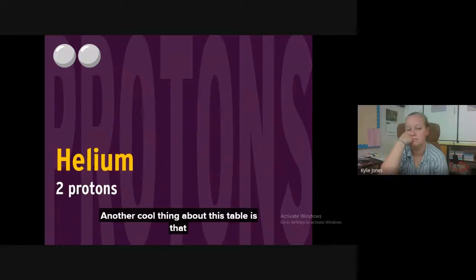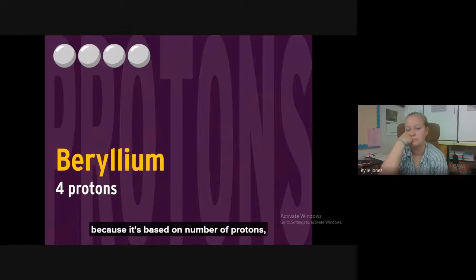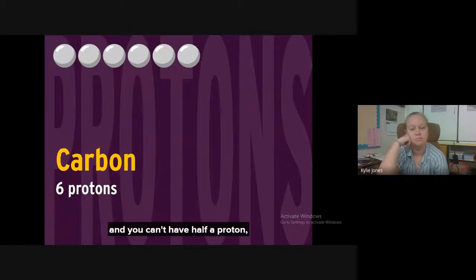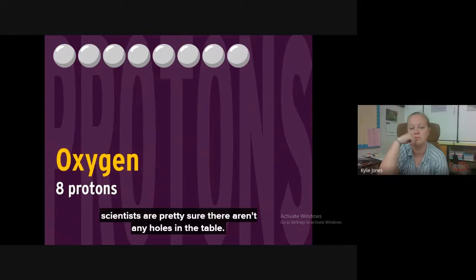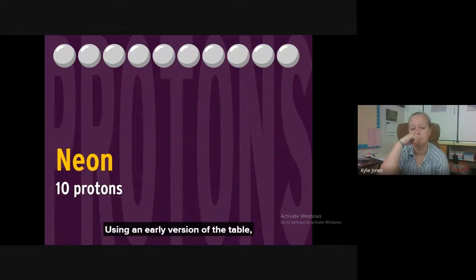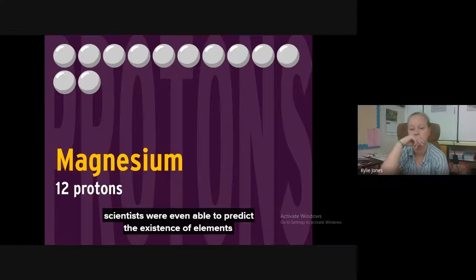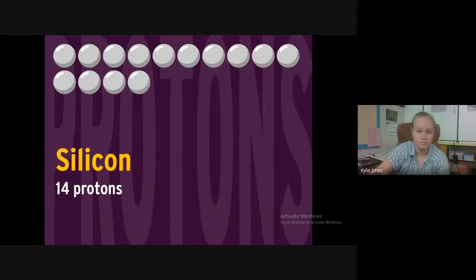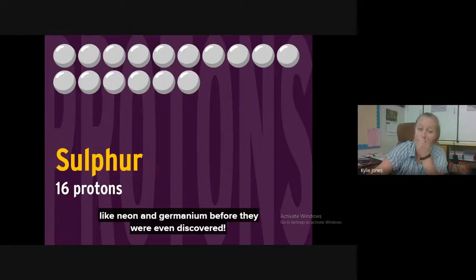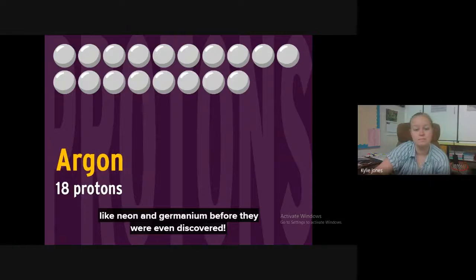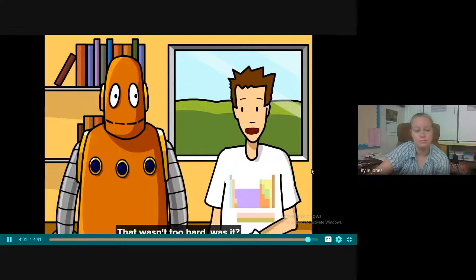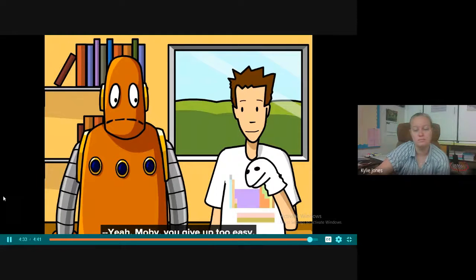Another cool thing about this table is that because it's based on number of protons, and you can't have half a proton, scientists are pretty sure there aren't any holes in the table. Using an early version of the table, scientists were even able to predict the existence of elements like neon and germanium before they were even discovered. Yeah, see? Well, that wasn't too hard, was it? Yeah, Moby, you give up too easy.